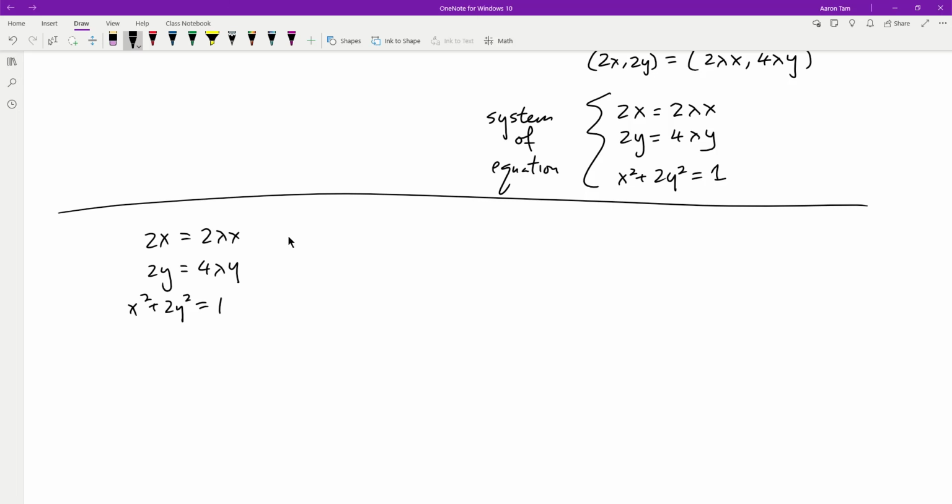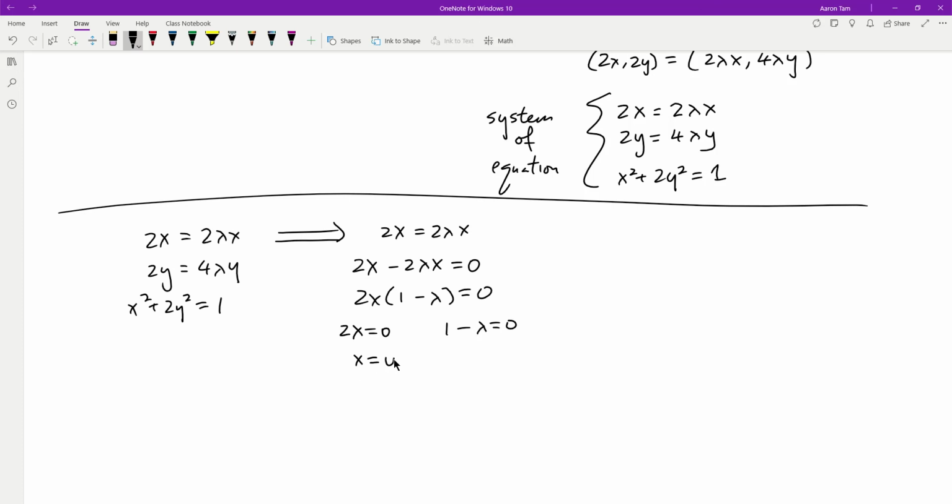Well, one way to do that is to do the following. I'm going to take the top equation right here, and I'm going to move the 2 lambda x to the other side to get the 0. And then I'm going to factor out 2x. Notice factoring is a different process than dividing, so I can safely factor out 2x without worrying about it. And now, if I look at this, that tells me that 2x equals 0, or 1 minus lambda equals 0. Therefore, it implies x equals 0, or lambda equals 1.